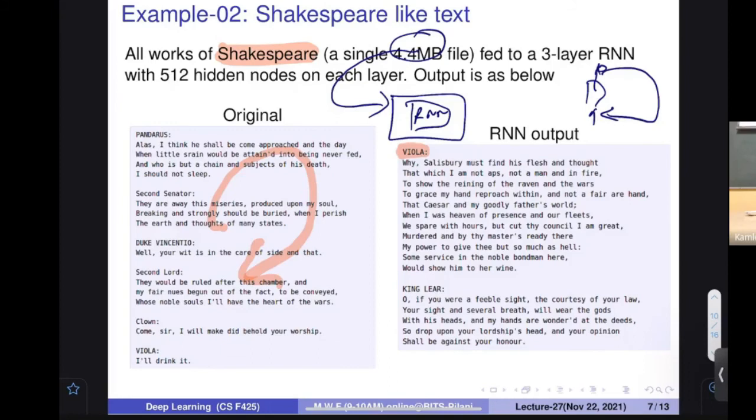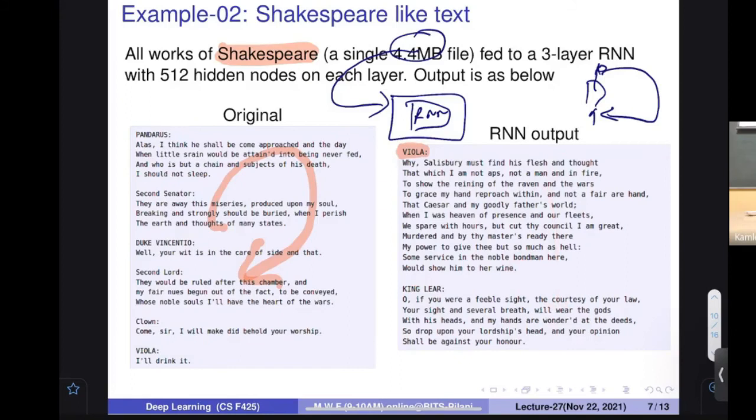So the question is this: don't look at what is written over here. Try to understand the format. You can see that here also there are capital names. It is also giving a capital name of who is speaking. After that, some text comes. Similarly, some text comes over here. There is a full stop, then a space, and again the text has been generated.